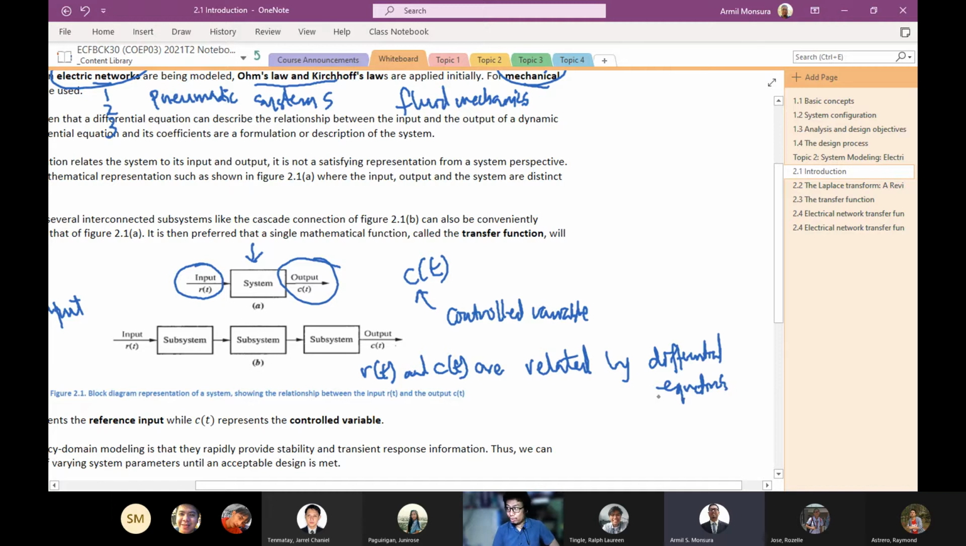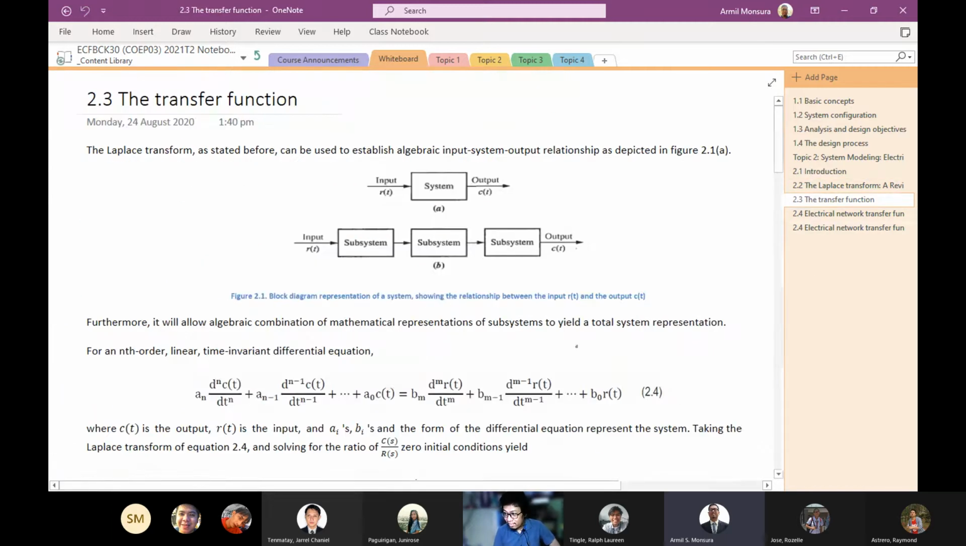And for us to be able to see how that differential equation looks like, ito siya. Yan yung itsura ng differential equation that relates C and R. Okay? Is that clear?